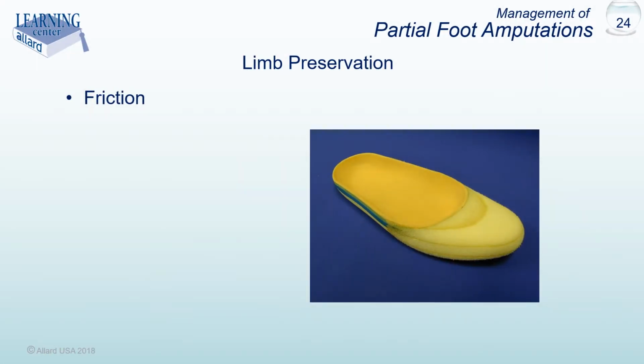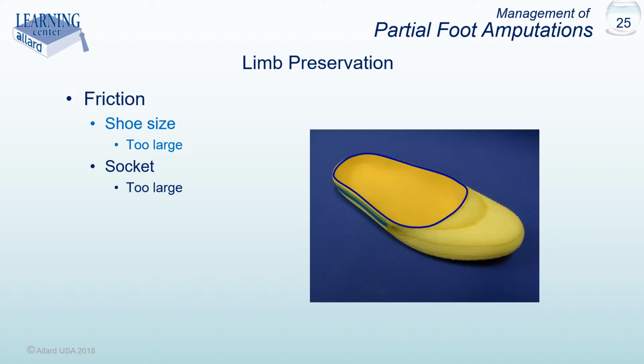Friction in this application is defined as the material rubbing against the surface of the skin. Friction usually leads to blisters and skin breakdown. Make sure the shoe is sized correctly so that the residual foot moves with the shoe and doesn't rub on the inside of the shoe. The fabrication of a socket is discussed later in this program. Make sure the socket is sized correctly so that the residual foot doesn't slide around inside that socket, resulting in friction that can cause skin breakdown.